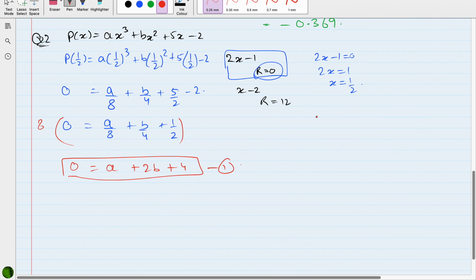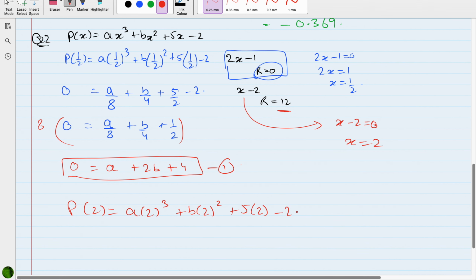And when we use the second factor, x minus 2 equals 0, x is equal to 2. When we use x equal to 2, the remainder is 12. When you plug in 2 into the polynomial, this is a into 2 cubed plus b into 2 squared plus 5 into 2 minus 2. The remainder was 12, which equals 8a plus 4b plus 10 minus 2.